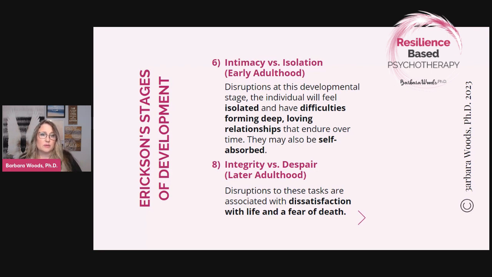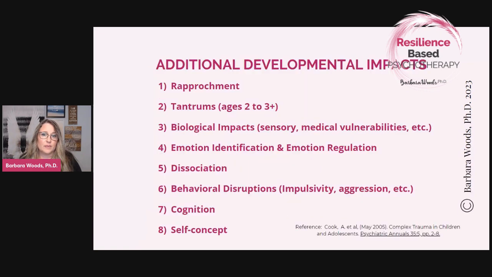So even though these are in adulthood and we're looking at child development, we do want to look at these when we're working in the context of a family. So additional areas that you may want to look at, there's several of them. Rapprochement is the period of time, usually around 2 to 3.